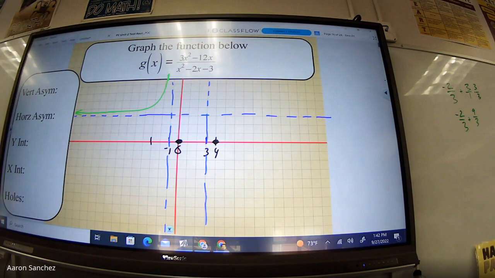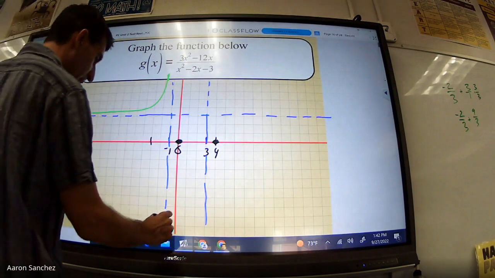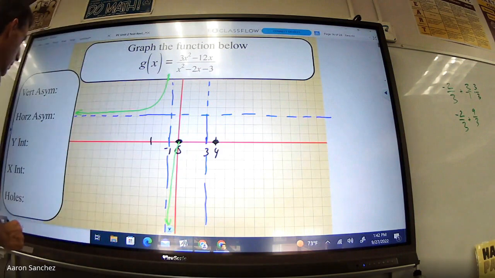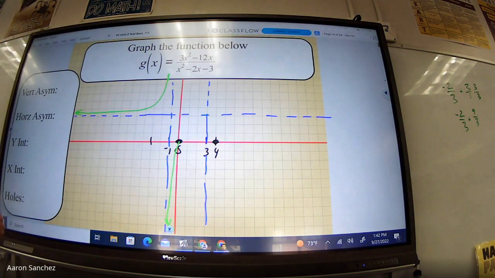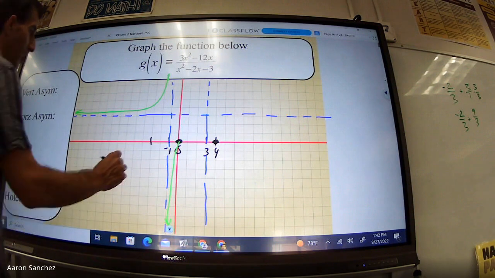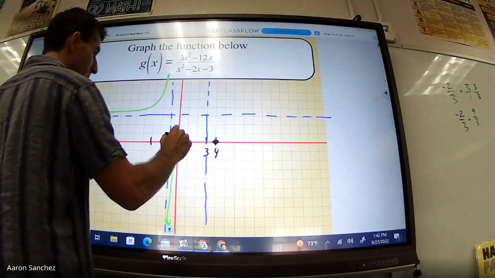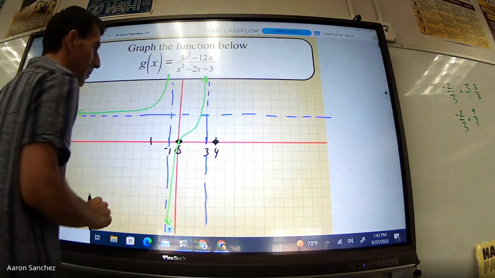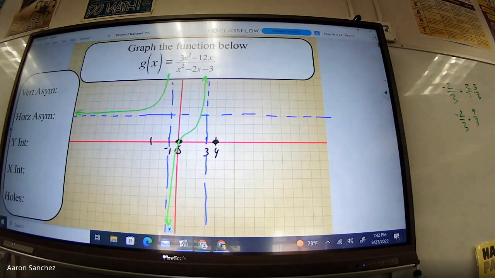Okay, between -1 and 0, I got a negative. So you hug the asymptote and you hit that point. And then between 0 and 3 is going to be positive. So I got to hug the asymptote. This is one of those times where I'm going to cross the horizontal asymptote because it's in the center. You got to go positive, nowhere else to go. So you got to cross it.